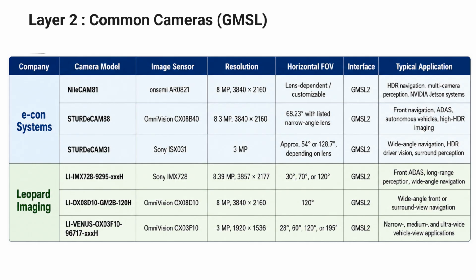Leopard Imaging offers modules such as the IMX728, OX08D10, and OX03F10 based cameras, with field of view options ranging from narrow angle long range perception to ultra wide surround vision. The key takeaway is that resolution comes from the sensor, while the final field of view depends mainly on the lens and camera module configuration.